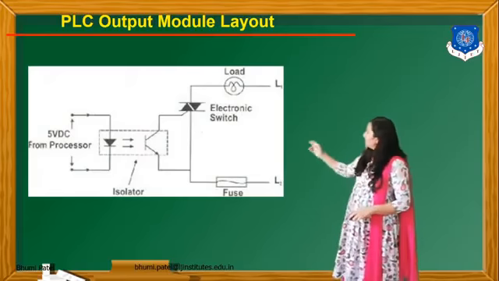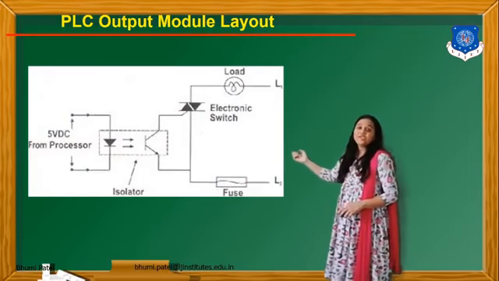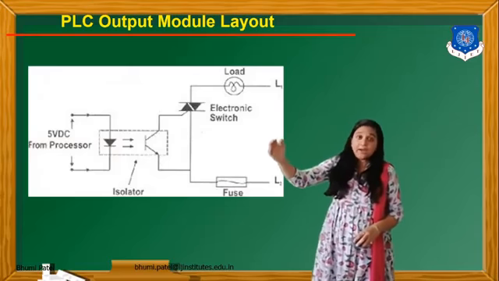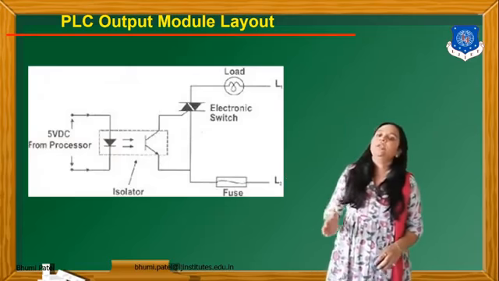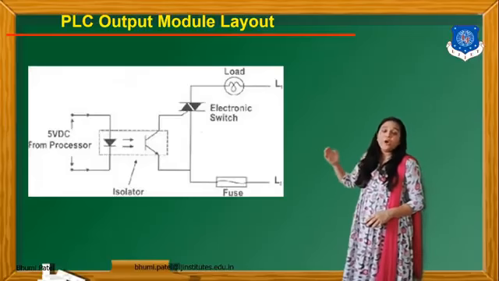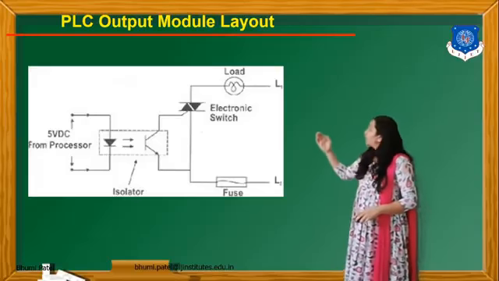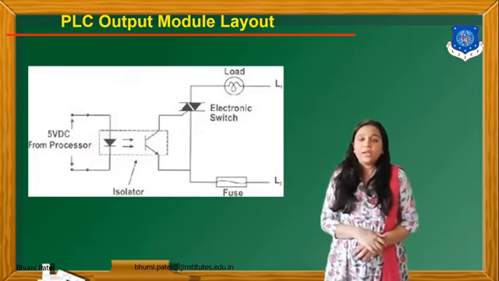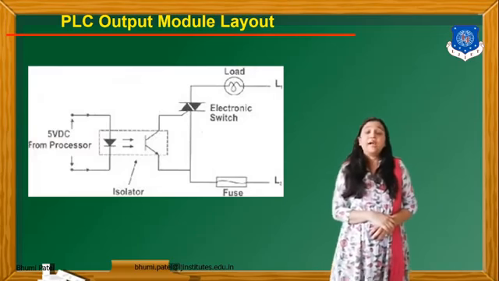So here you can see that the input of the output module is 5 volt DC from the processor that we have to connect from the output to the PLC input module. Now between the load or the plant and the processor, we will connect the isolator. Okay, so it provides the isolation.